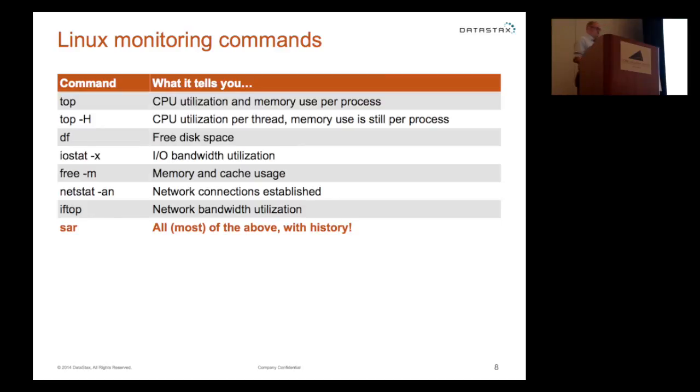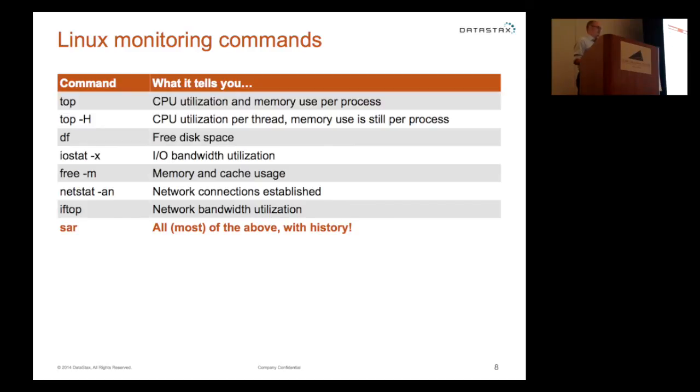Just going to do a quick review of the Linux monitoring commands that I find are the most helpful. Hopefully a lot of you will be familiar with these already. Top for CPU utilization and memory use per process. Top -H, which will give you the CPU utilization per thread. And that's really important with Cassandra, because it's a heavily multi-threaded process, and if you're just looking at the CPU utilization in the overall process, that's pretty opaque. So in order to understand what's really going on with Cassandra, you need to look at it on a thread-by-thread basis. df for free disk space.